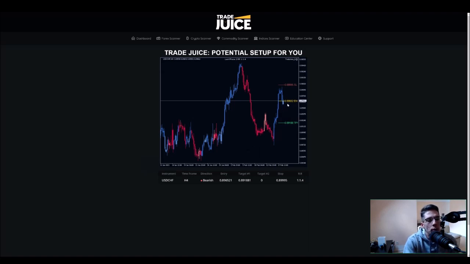So we want to be looking for a short position at 89.6521 with a target at 89.1881 and a stop loss at 89.9995. The risk reward is 1 to 1.4. So if you risk $100, we would be making $104.